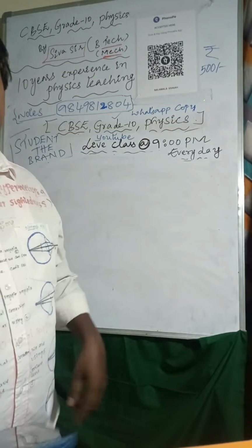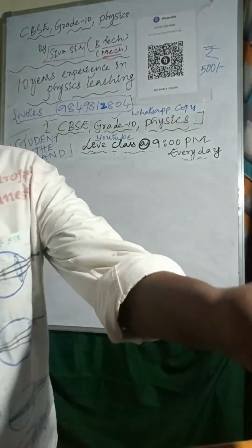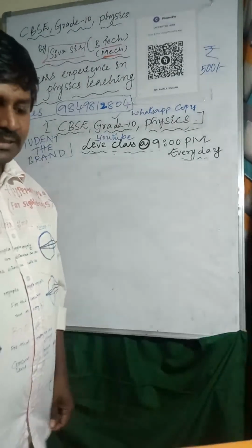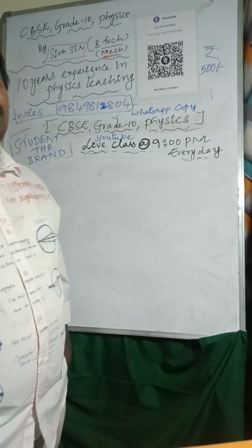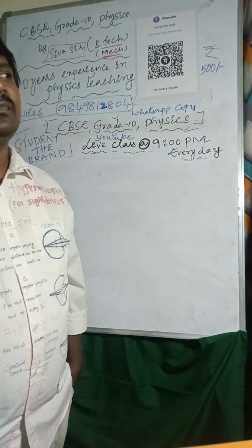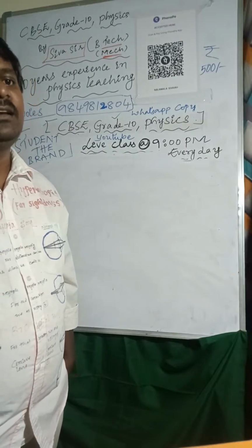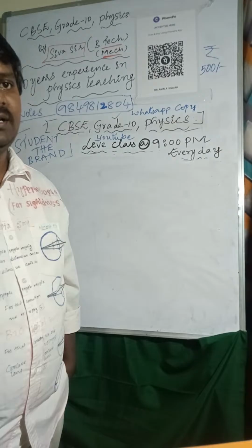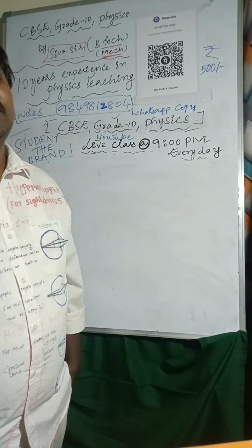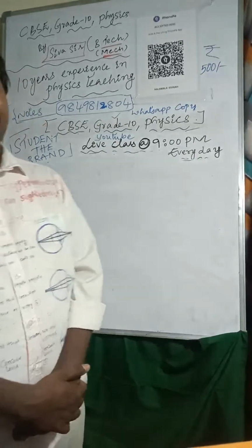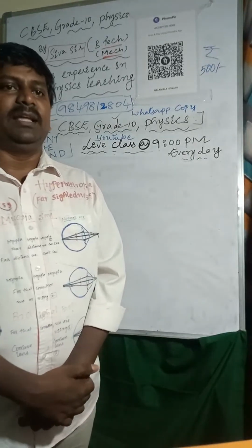I hope yesterday I completed Ohm's law. Ohm's law is nothing but: the potential difference across a metallic conductor is directly proportional to the current flowing through it. So I explained that is Ohm's law in the yesterday class.